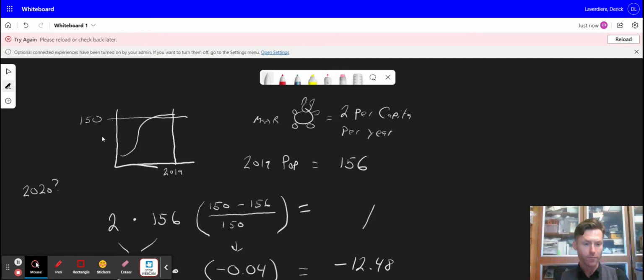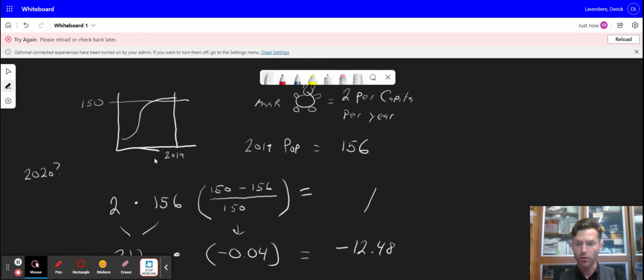Okay, so I have my graph here. I have population size. I have time. I have an organism. The max growth rate of this organism per capita is 2 per capita per year. So every organism can result in 2 more organisms per year. Like if I have 2 of these Snorlaxes mating, they must make 4 babies on average, right? So each one of them is responsible for 2 new babies. That's what that's saying. Okay, so in the year 2019, utilizing my graph, I had 156 Snorlaxes.